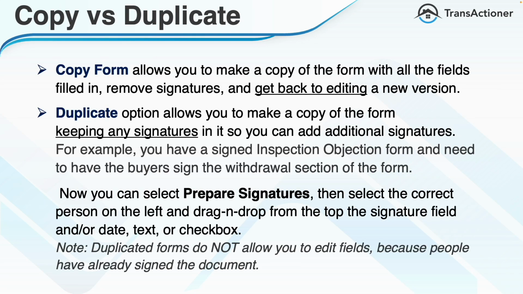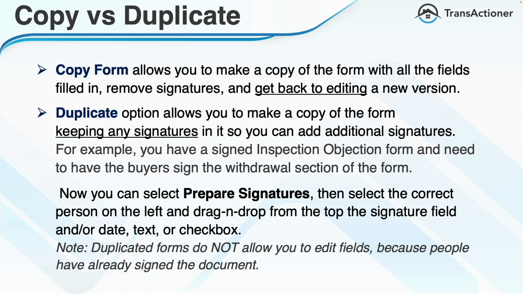Copy versus duplicate. So copy makes a copy of the form so you can go back into editing mode, which means all signatures have to be removed because you're creating a new version that those people who have signed may or may not agree with. So signatures removed, you get a whole new copy, and you can go edit it again. Duplicate, on the other hand, is going to make a copy of the form keeping any signatures in place so you can add additional signatures. Two really great examples. This is really useful for something like the inspection objection form.